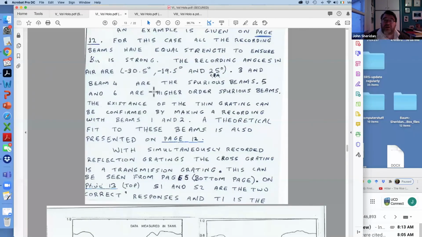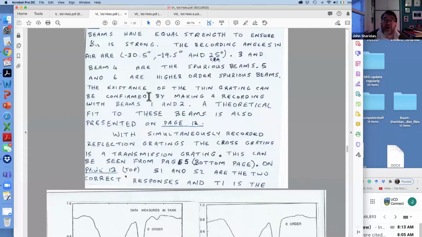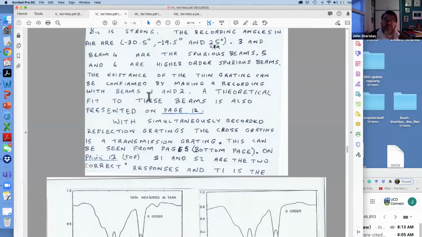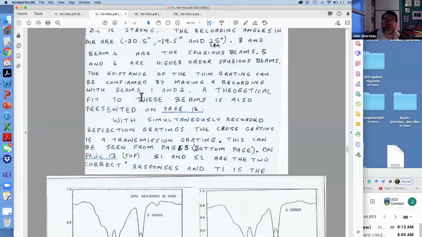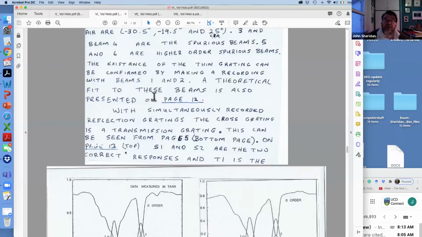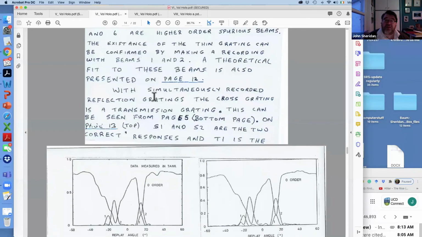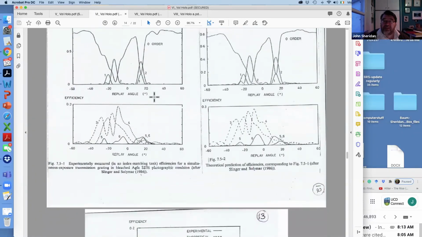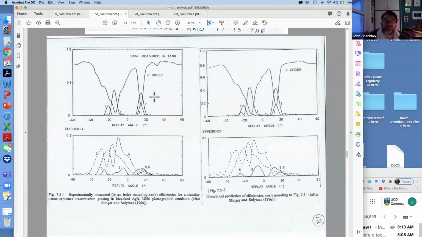3 and 4 are the spurious beams. 5 and 6 are the higher order spurious beams. The existence of the thin grating can be confirmed by making a recording with beams 1 and 2. A theoretical fit to these beams is also present on page 12. So we have a series of analyses here, which show the effects with different types of gratings.